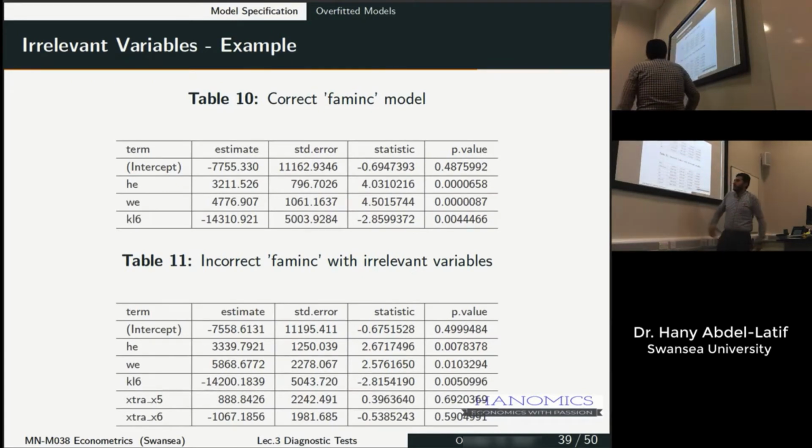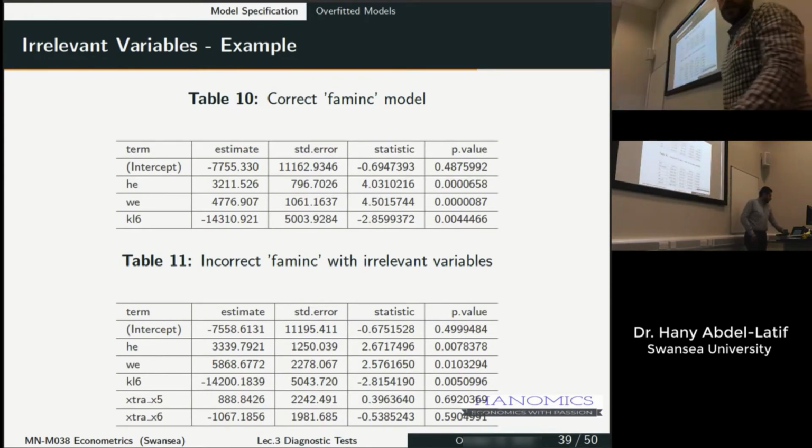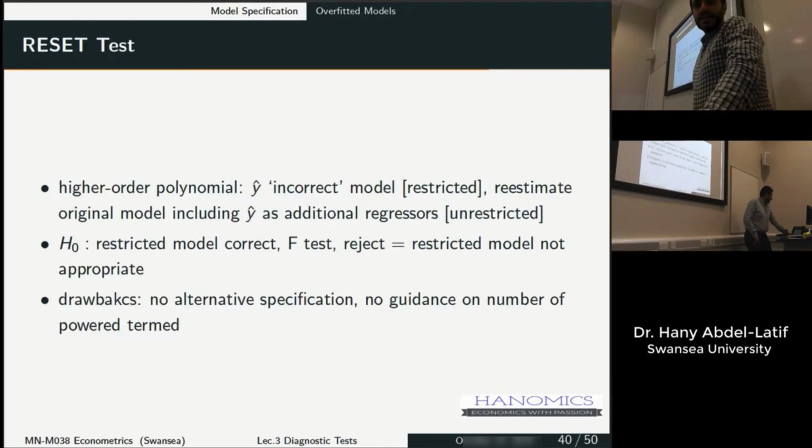This is data made of these, so this is the correct model, and then you add these two variables. I call them extra x5 and extra x6, and these are just made up. So these are not really related at all to the family income, the phenomenon or the variable that we want to explain. And that is the problem.